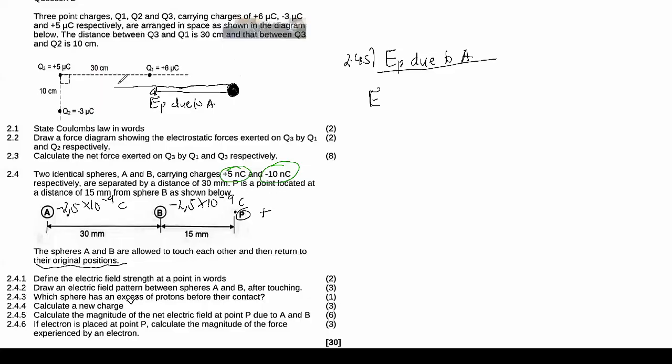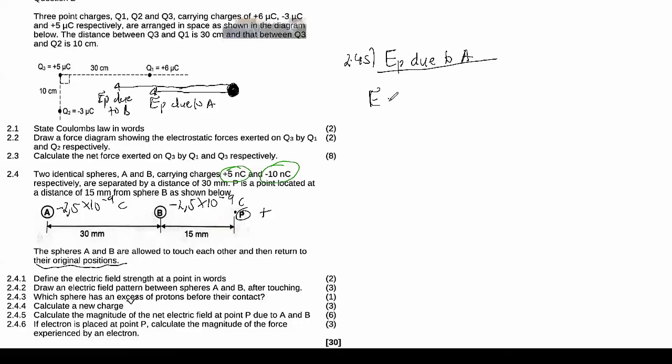So obviously B, because the distance is shorter, will produce a greater electric field. So EP due to B. So now we can say that the electric field on P will be going to the same direction, which is left, because it is being attracted to that side by both of these charges. Right. So now let's calculate.